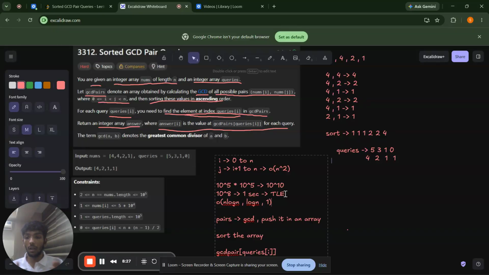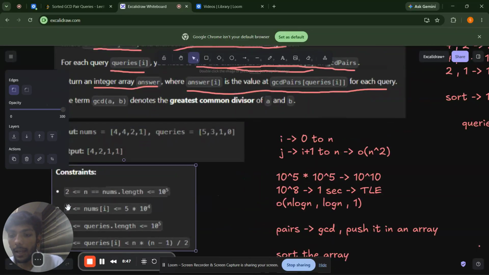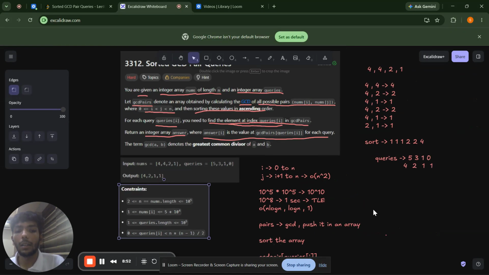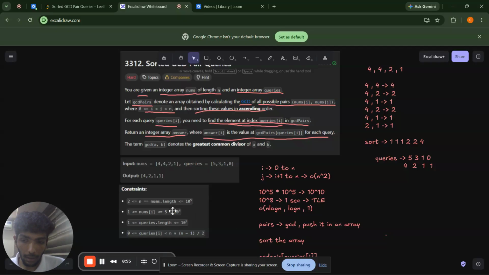So now what should we do? Log of n does not seem to fit in as of now. Let's try for n log n. Or what we could do is use the given fact that nums of i lies in the range of 5 into 10 power 4 to 1, because this could give us a little relaxation. A slightly better approach is better than getting a TLE.